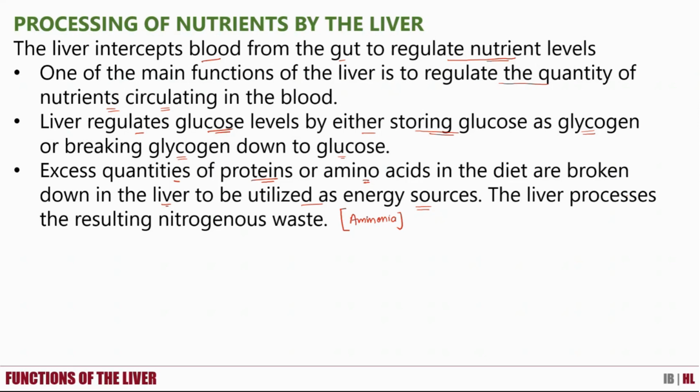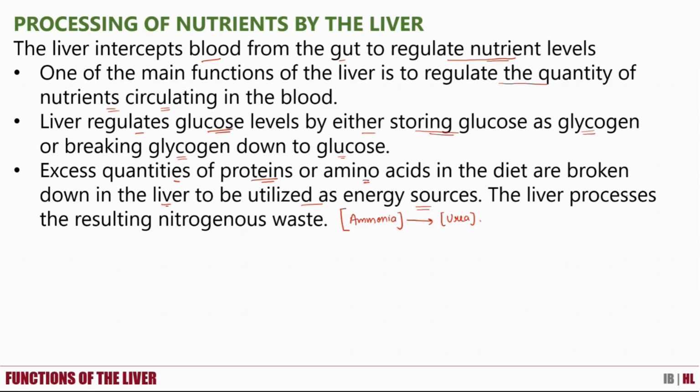So terrestrial organisms like human beings, we cannot afford that much amount of water to be removed from the body. So what we do is, in the case of human beings, ammonia is converted to urea, and then that urea is removed through urine. Is it clear? Yes, sir.